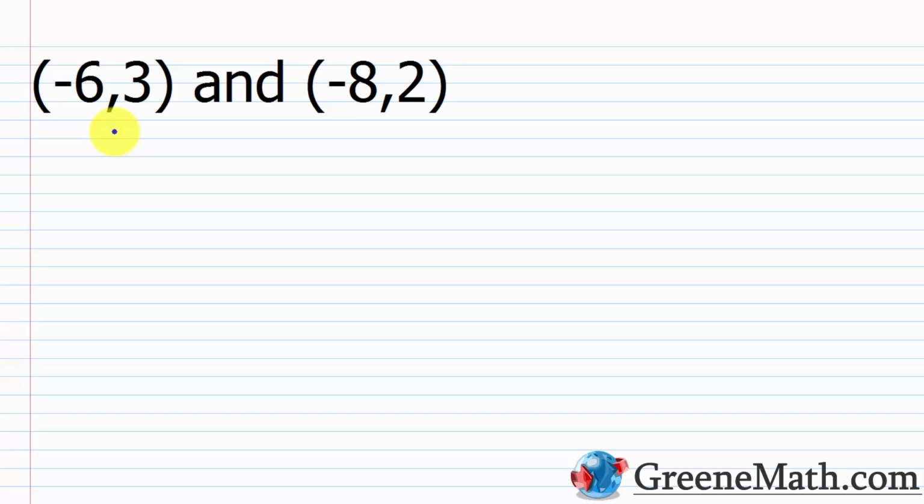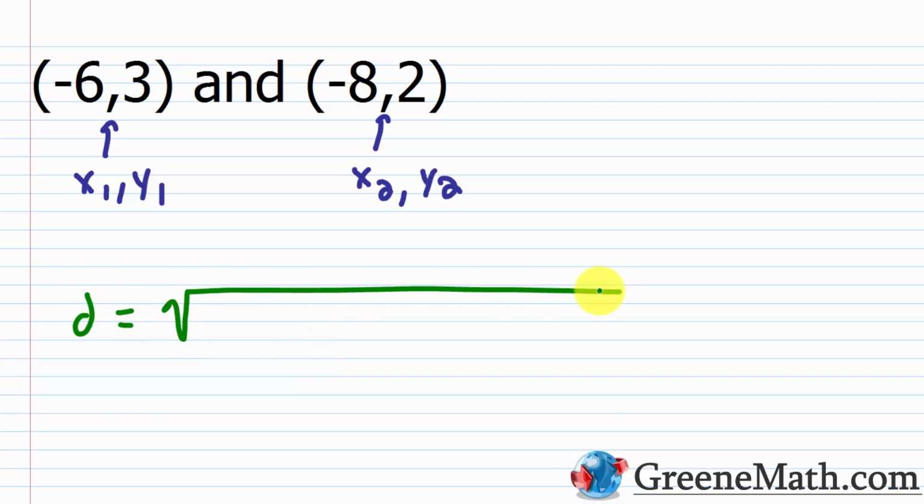So we have negative 6 comma 3 and negative 8 comma 2. Let's label this as x sub 1, y sub 1, and this as x sub 2, y sub 2. And what I'm going to do is just plug into the distance formula. So d is equal to the square root of, you have your x sub 2 minus your x sub 1. So negative 8 minus a negative 6, so that's plus 6. This is wrapped inside of parentheses and squared. Then plus your y sub 2, which is 2, minus your y sub 1, which is 3, again wrapped inside of parentheses and squared.